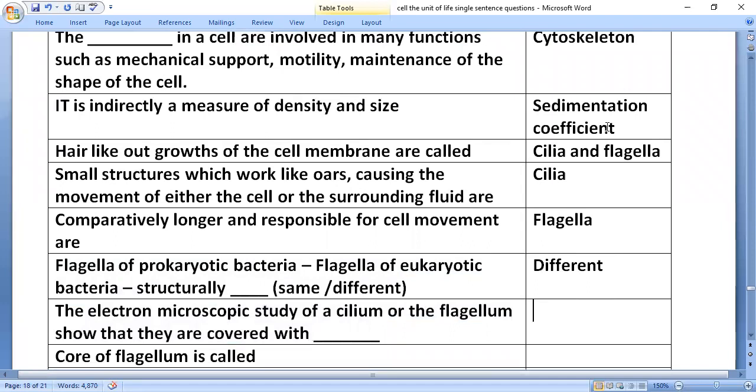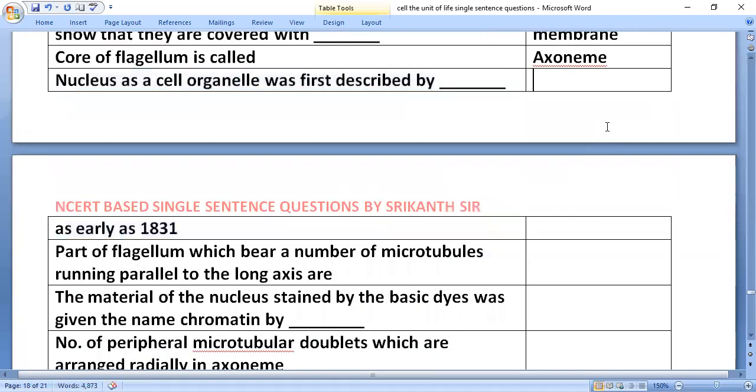Electron microscopic study of a cilium or the flagellum shows that they are covered with plasma membrane. Core of flagellum is called axoneme. Nucleus of a cell organelle was first described by Robert Brown. Part of flagellum which bears a number of microtubules running parallel to the long axis is called axoneme. Material of the nucleus stained by the basic dyes was given the name chromatin by Flemming.